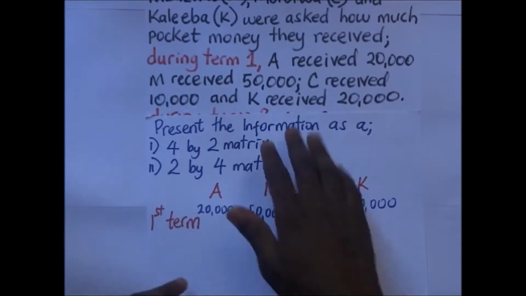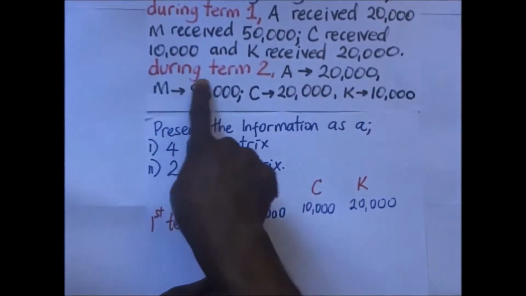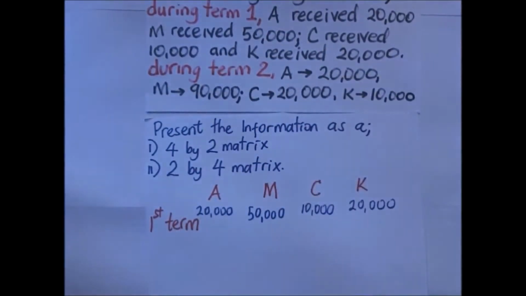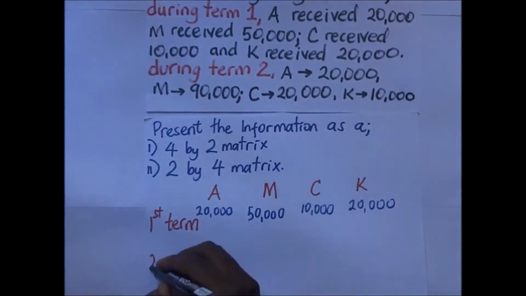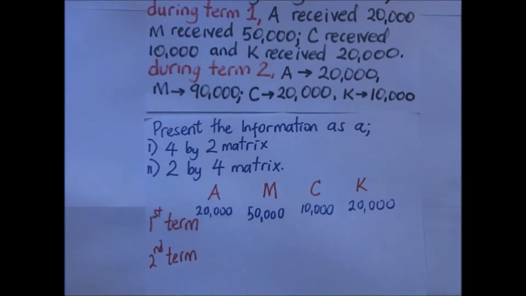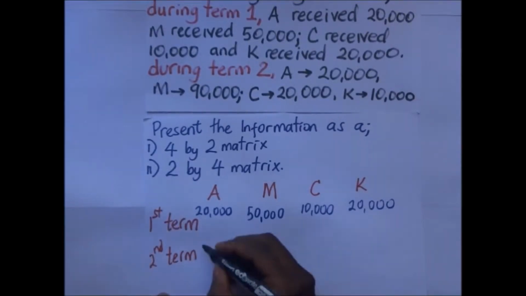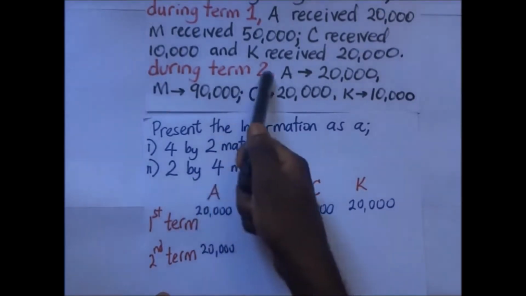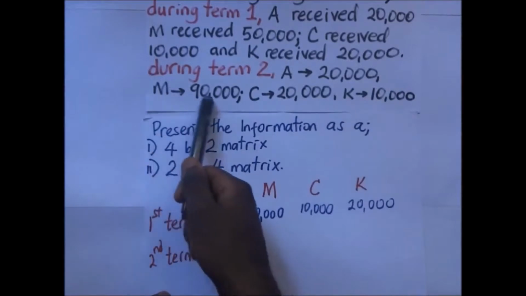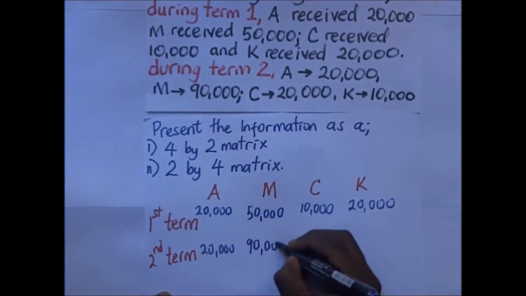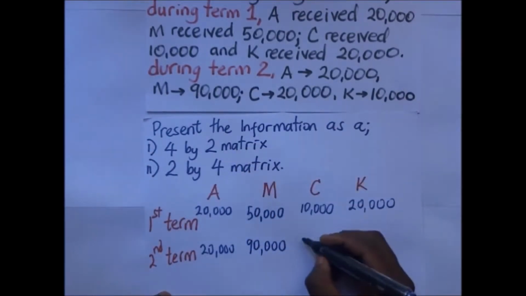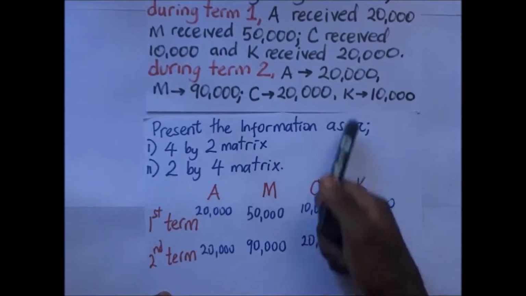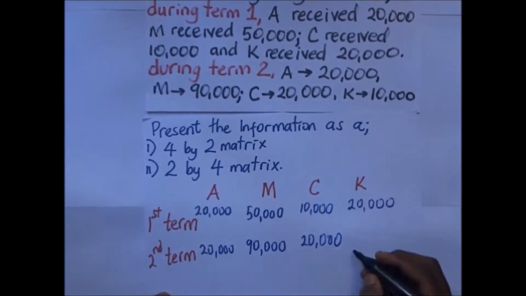Then what about during the second term? During the second term, A received 20,000. Remember, we're just summarizing the question. M received 90,000. Then C received 20,000, and K received 10,000.